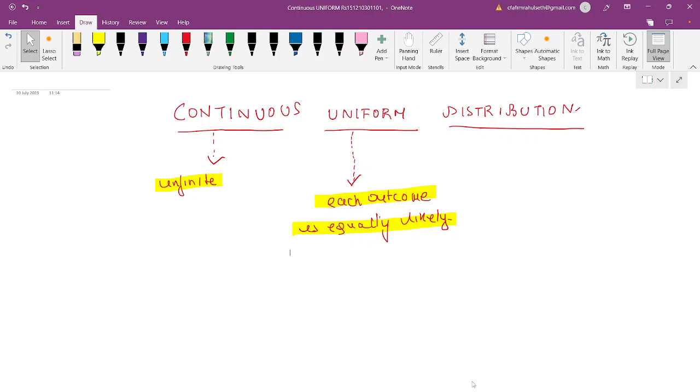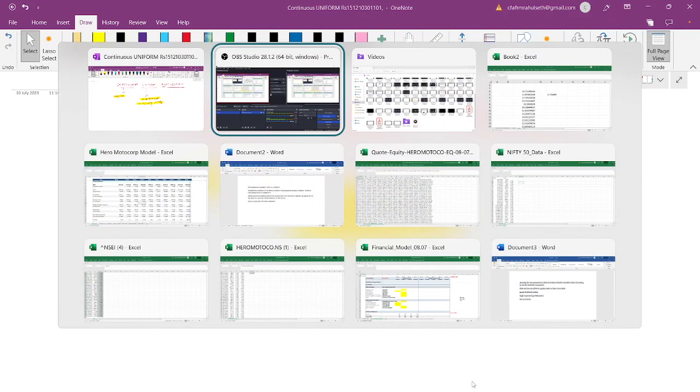So what could be the example of a continuous uniform distribution? The example could be a random number generator where probability of getting any possible outcome is same. Probability of getting any possible number is same. So let's understand this in Excel. So let's go to Excel.